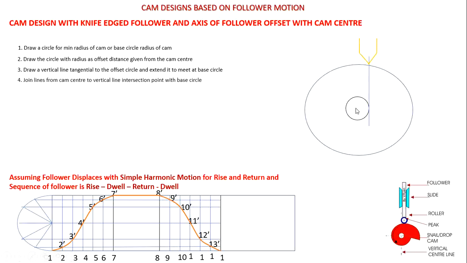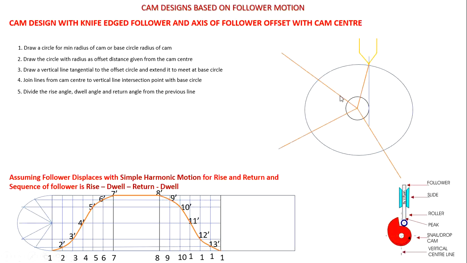Now we have to join from the center to the point where the knife edge starts. So this one. Now we can mark center to this line. So this is the next step. Now we have to follow the same sequence as in the previous case. From this line, we have to divide the rise angle, dwell angle, and return angle. So now this angle represents the angle of rise, angle of dwell and angle of return. Now we have to divide this angle into 6 equal parts, as we divided the displacement diagram into 6 equal parts.